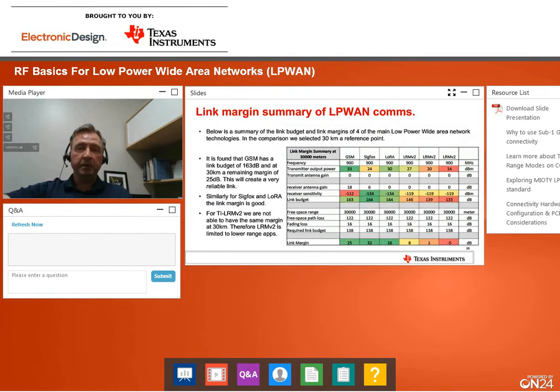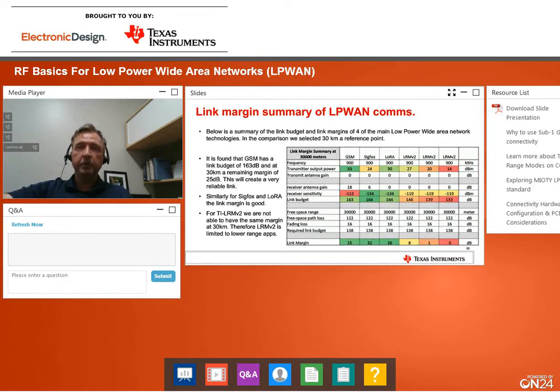In summary, I took some of those data rates and I put them here, and I said, what if I want to achieve a low-power, long-range network that can reach approximately 30 kilometers? What kind of link budgets would I need? And so down here, I have a calculation of what the link budget needs to be.